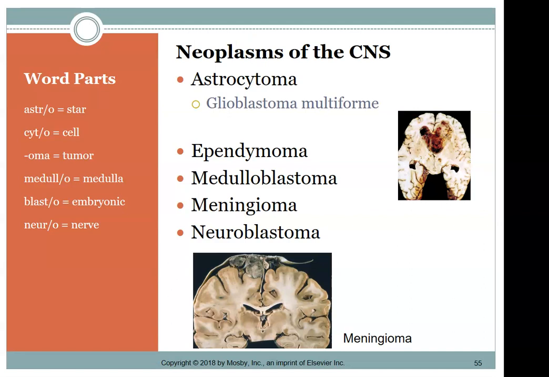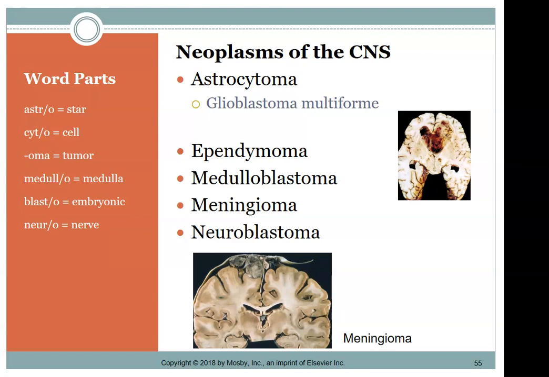Neoplasms of the CNS. Astrocytoma is a tumor arising from a star-shaped glial cell that is malignant in higher grades. A grade 4 astrocytoma is referred to as a glioblastoma multiforme, the most common primary brain cancer. Ependymoma is a tumor of the cells that line the ventricles of the brain. In children, ependymomas are usually intracranial, and in adults, they are most often intraspinal.